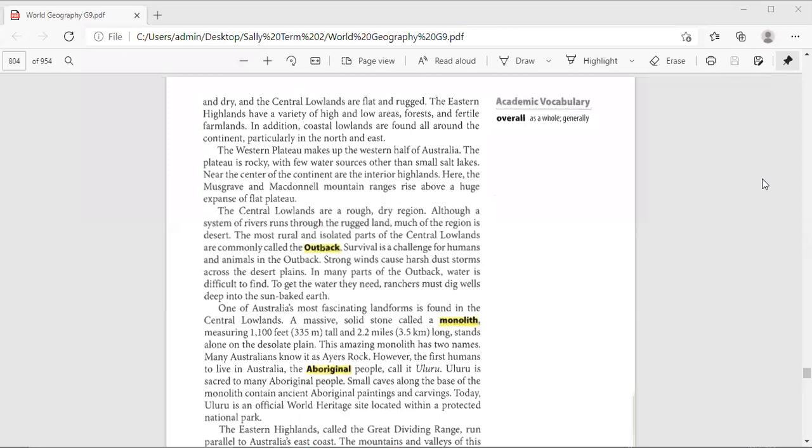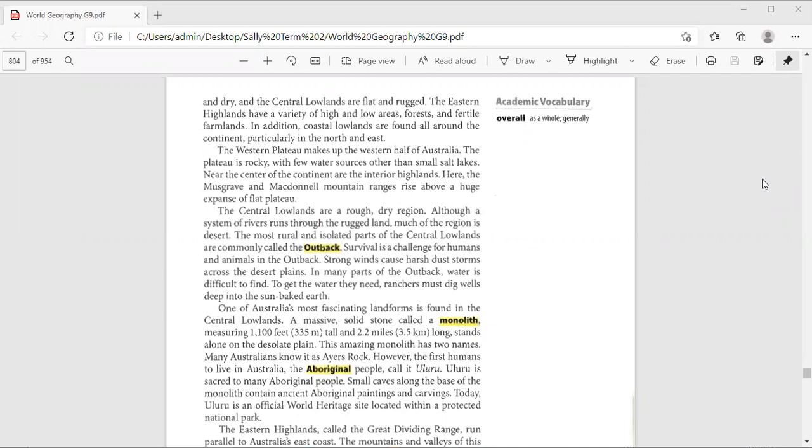Thank you very much, Hannah. The central lowlands are actually a rough, dry region, although it has a system of rivers that run through the rugged land, but much of the region is a desert. It also has the most rural and isolated parts of the central lowlands, which are commonly called the Outback. What's meant by the Outback?